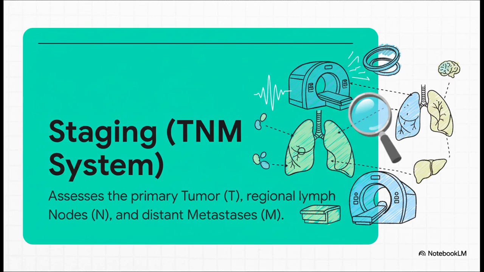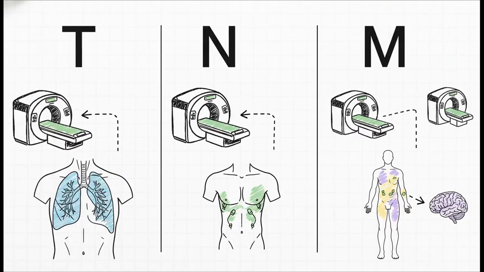T is for the primary tumor itself. N is for regional lymph nodes, has it spread there? And M is for distant metastases. It's how everyone, everywhere, gets on the same page. So, to figure out each piece of the TNM puzzle, we need the right tool for the job. To assess the tumor, the T, we need a CT with IV contrast. For the nodes, the N, we're looking at PET-CT. And for metastases, the M, we use both PET-CT and a brain MRI. Each one gives us a crucial piece of information.